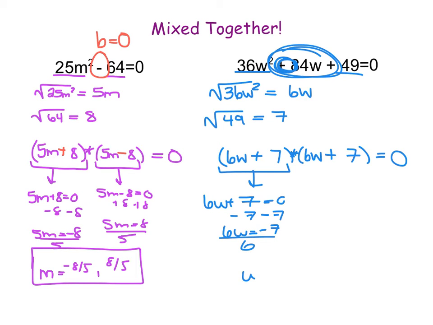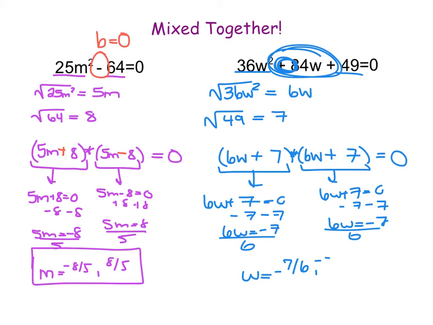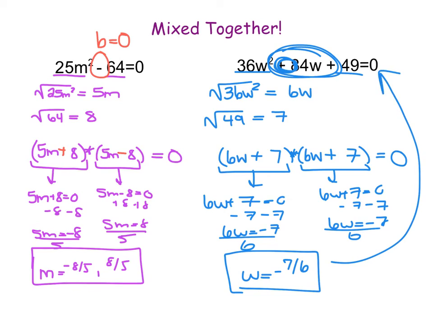The first one I find w is equal to negative 7/6. And then here I start by subtracting 7, divide by 6, and I find that w for this is also equal to negative 7/6. So you can write this twice, or if you observe that they're the same exact value, you can also just write it once and say that w only has one singular value that will make that original equation true, of negative 7/6.